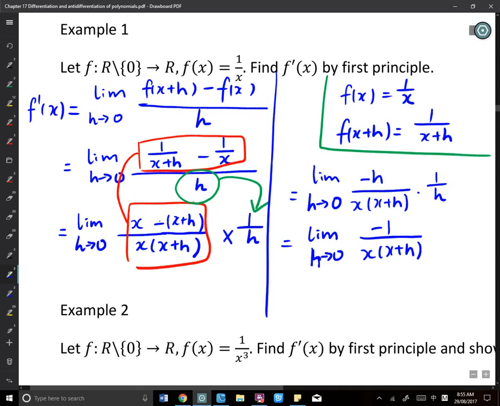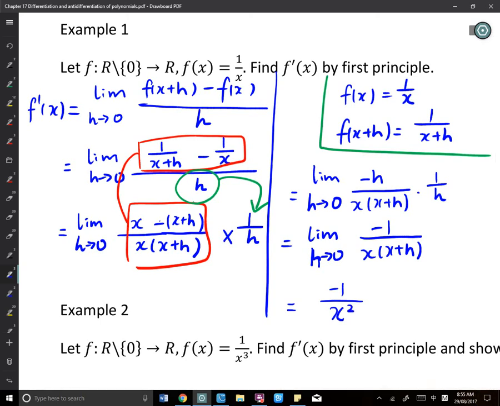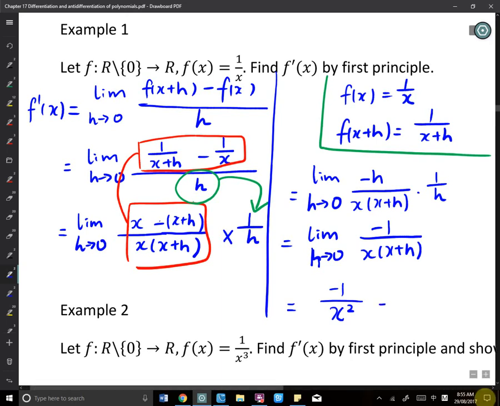Now there's nothing wrong with substituting h. With h equals 0, that's minus 1 over x times x, so it's x squared under the bottom. So that is minus x to the power of minus 2.